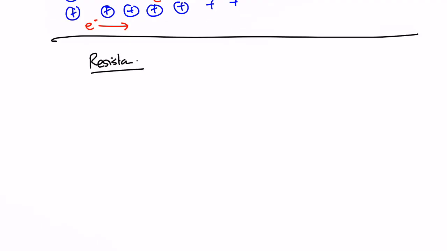So in electricity, resistance refers to essentially some opposition to the flow of current. So the resistance is how much a particular circuit blocks.